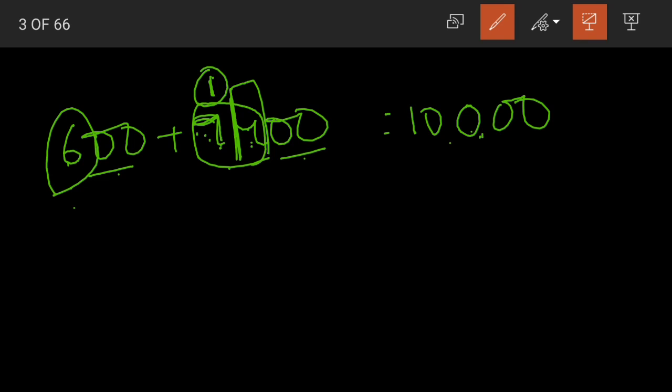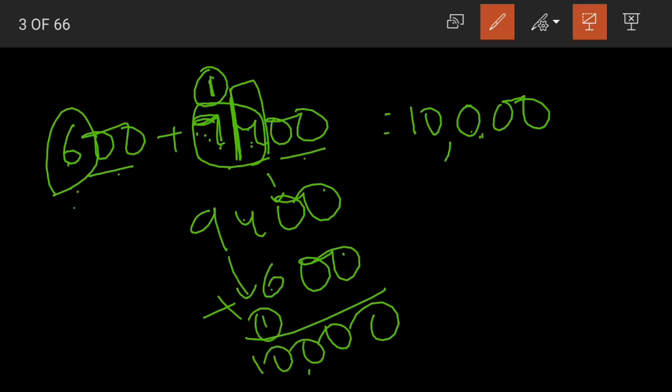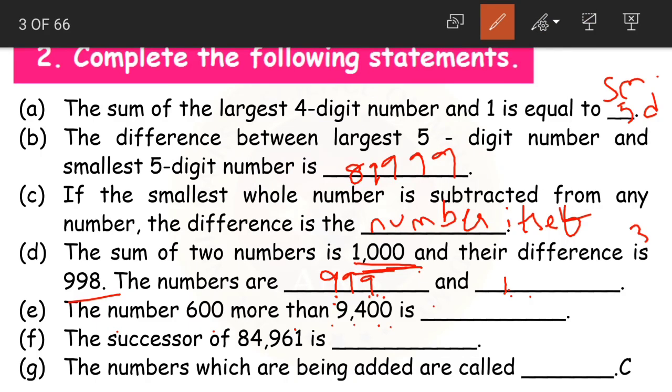So 600 plus 9400 is equal to 10,000. Or children, you can do proper addition like this. 0 plus 0, 0, again 0 plus 0, 0. 4 plus 6 becomes 10, 1 carried. 9 plus 1 becomes 10. So 600 more than 9400, that is, add 600 to 9400, the answer we get is 10,000. Yes, clear? Shall we write it here? 10,000. Coming to question number F.